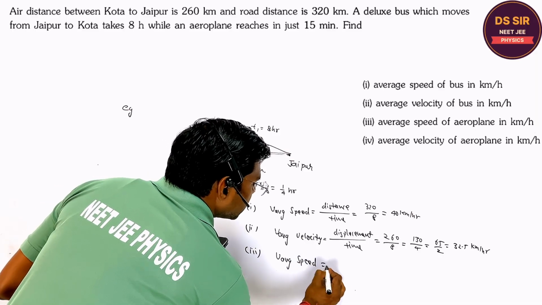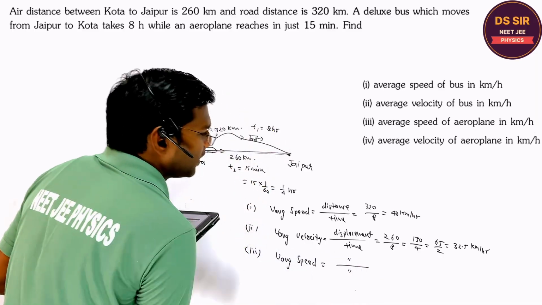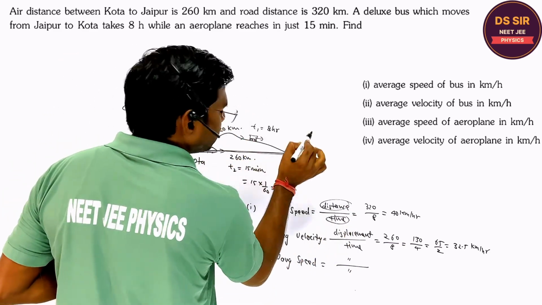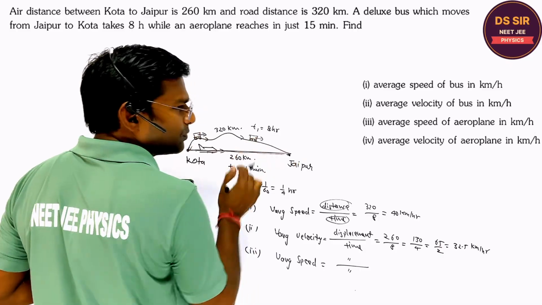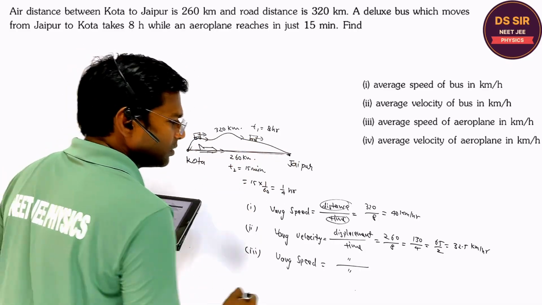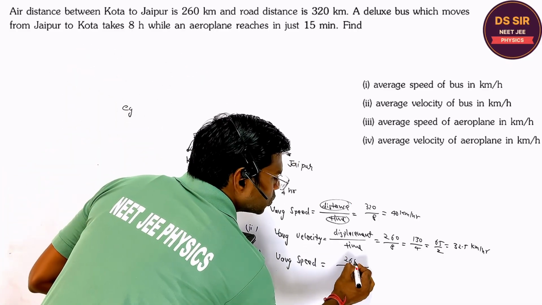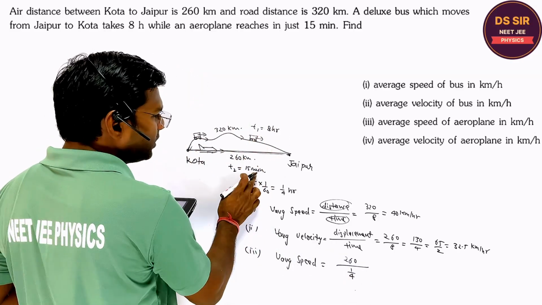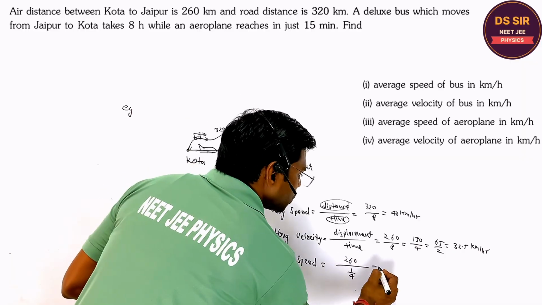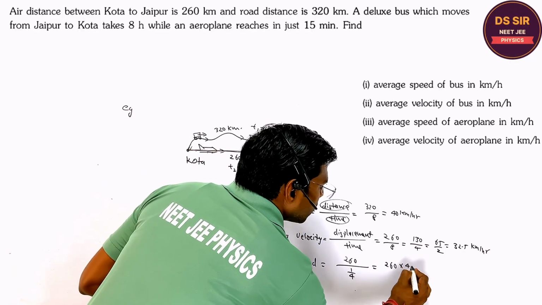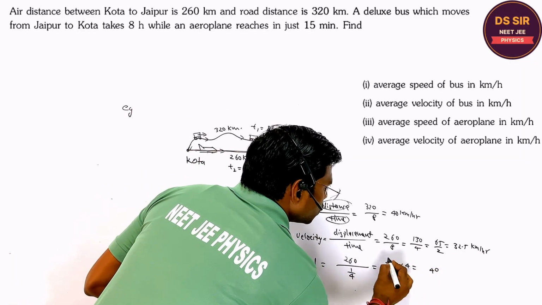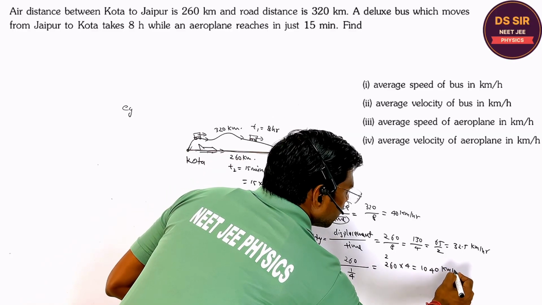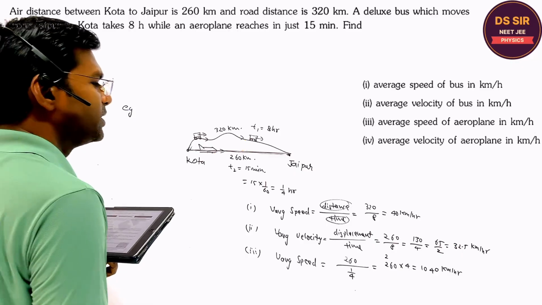Average speed is nothing but distance divided by time. When the aeroplane is moving, listen, what is the distance covered? Say 260. And what is the time? Say 1 upon 4. Here the minute is converted into hour. So therefore 260 into 4, right, 4 6 24, 4 दूनी 8 और 2, 1040 kilometer per hour. Is it clear or not?